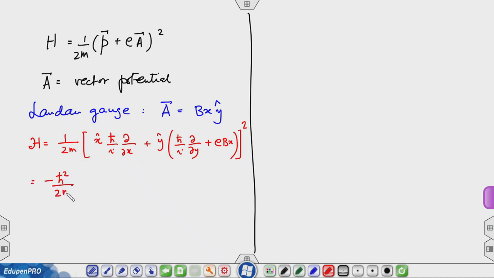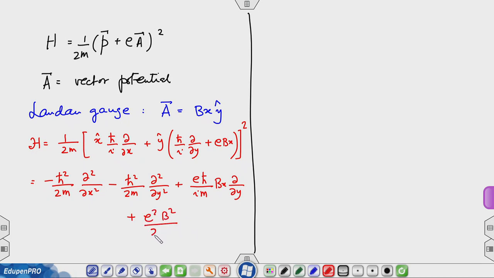minus h cross square over 2m d2 by dx square, minus h cross square over 2m d2 by dy square, plus e h cross over im Bx d by dy, plus e square B square over 2m x square.